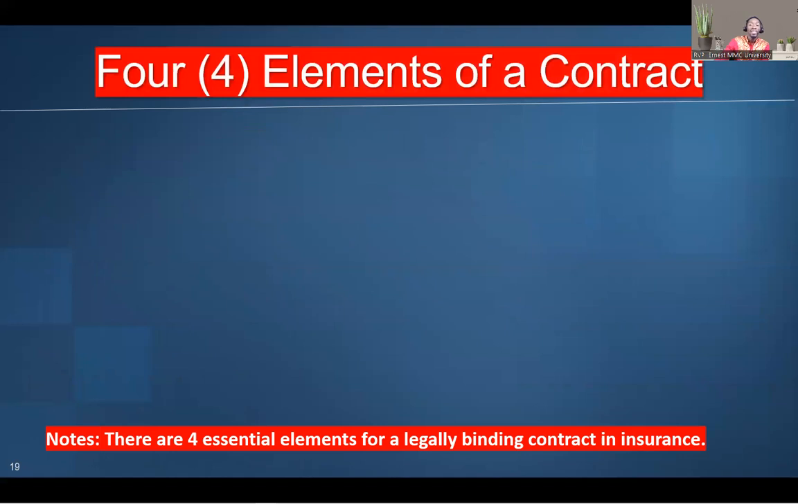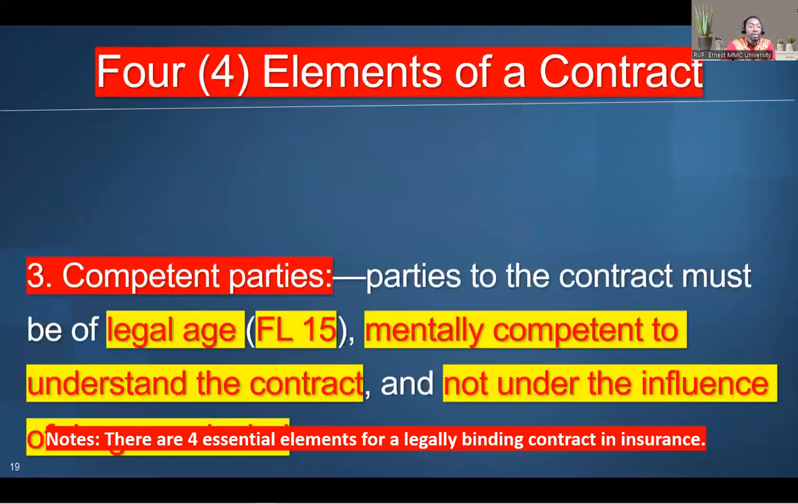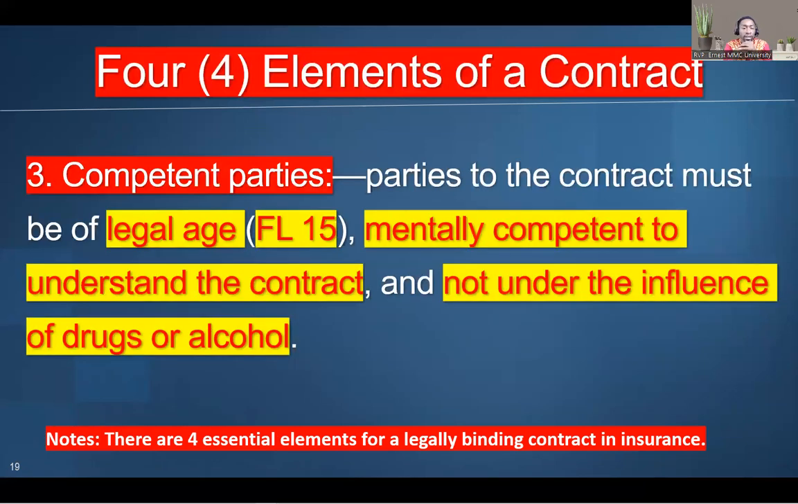All right, so now the next thing that we need to know about the four elements of the contract is what we call competent party. Now, the 15 you see I put in here is for legal age. In order for you to buy a policy, to enter into a contract in the state of Florida, you have to be at least 15 years old. Some states can be different, but I put that just for people in Florida. If you're not in Florida, make sure you still know the person has to be of legal age. It doesn't matter what state, legal age.